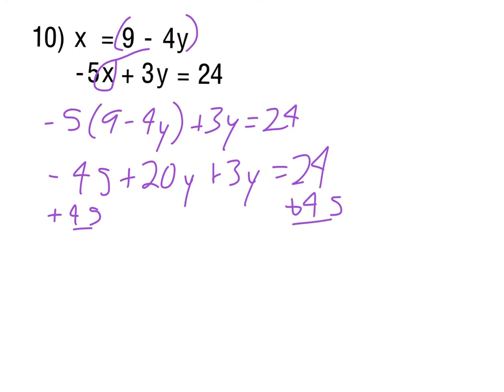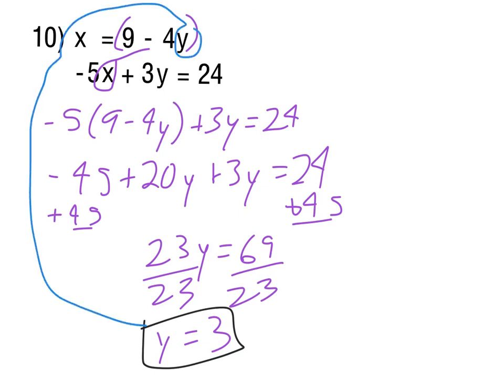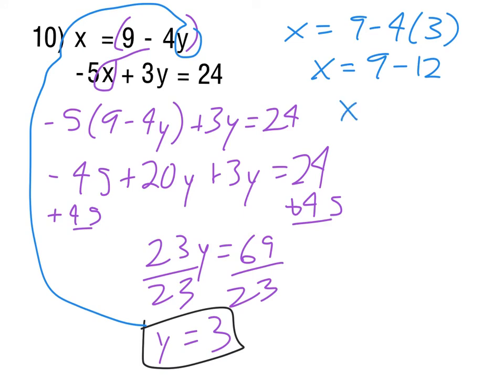So I get 23y on the left equal to 69 on the right. All I have to do is divide by 23, and I find out that y is 3. Now that I know y is 3, I can plug that back in to this first equation, plug that in for y. So if I do that over here, x equals 9 minus 4 times 3, x equals 9 minus 12, x equals negative 3. So the ordered pair that we would be looking at there, negative 3, 3.